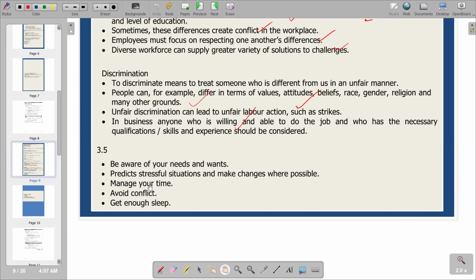Then manage your time. And then the next one, avoid conflict. Obviously, conflict will lead to stress. Then we've got get enough sleep. So basically, this is just trying to say having not slept enough also can be an activator to stress. You can easily get bored when you don't have enough sleep. So this is exactly what we have in terms of 3.5. These are the points that we have in terms of managing stress. So we go back to our question.